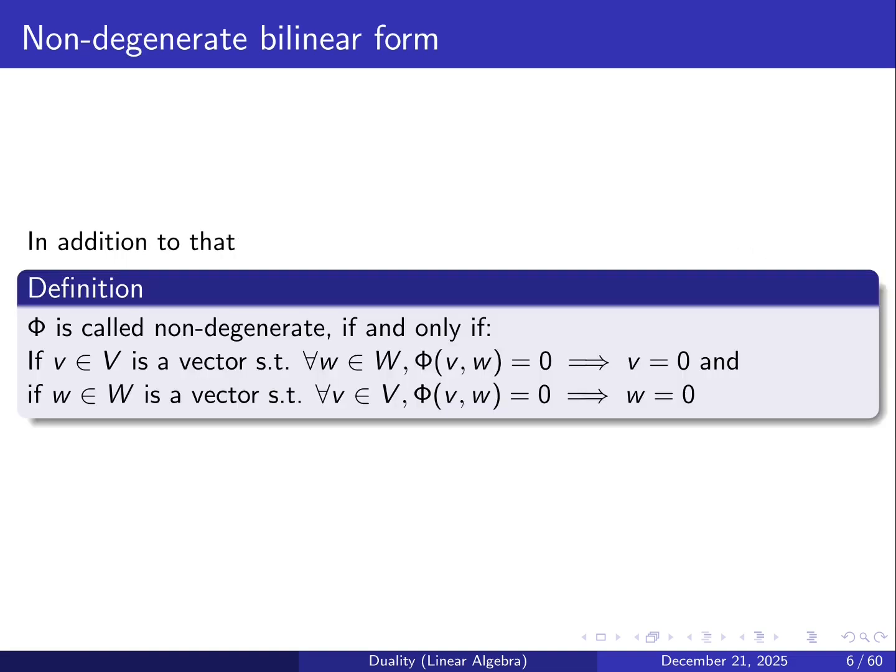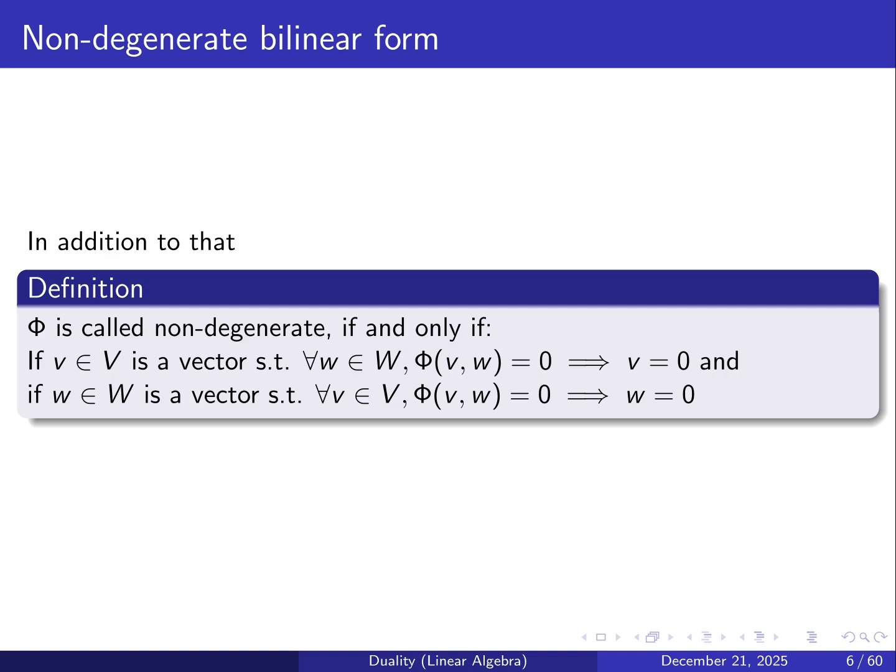In addition to that, we say that phi is non-degenerate if and only if given a vector v in big V such that for all w in big W we have phi of (v, w) equal to 0, that implies that v itself is equal to 0. And given a vector w in big W such that for all vectors v in big V, phi of (v, w) is equal to 0, that implies that w itself is equal to 0.